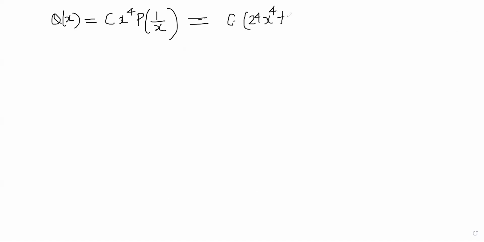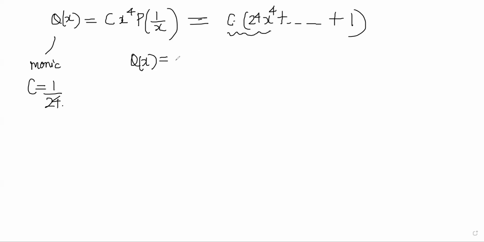So what we are getting is Q of x is c into x power 4 P of 1 by x, which comes out to be c into 24 x power 4 plus 1. And they said that Q of x was also monic. So that means the c must be equal to 1 by 24. Then only the first coefficient of this will also be 1, right? So what we are getting is Q of x is equal to 1 by 24 x power 4 P of 1 by x, right? Correct. This is what is coming for us, right?